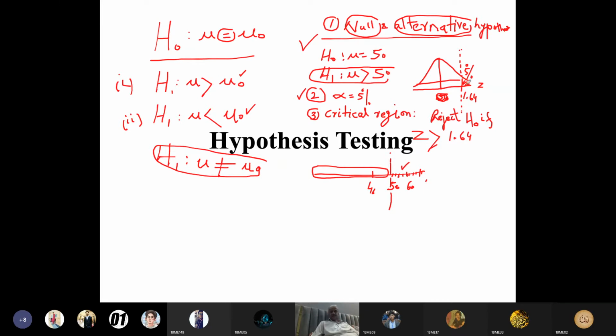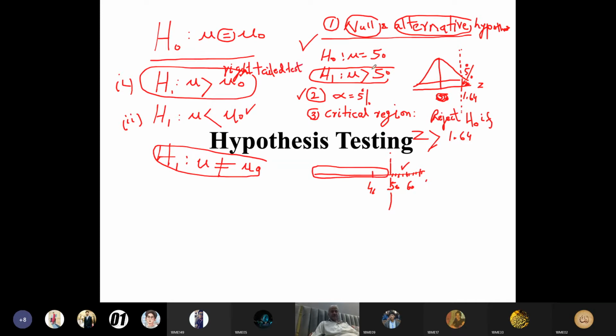Now here, if Z is greater than, then we follow right tail test. When the alternative hypothesis has a greater than sign, then we follow right tail test, because the error is going to be falling on the right side. So it's a right tail test.